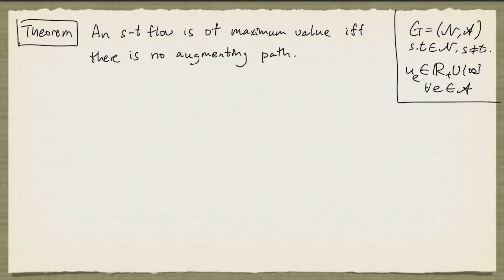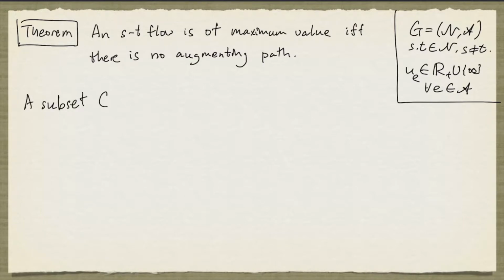Previously, we saw that if we have an ST flow and there's an augmenting path, we can use the augmenting path to obtain a flow with larger value. We're now going to look at what happens when there's no augmenting path. And we want to show that the ST flow that we have is of maximum value. And for that, we need the notion of an ST cut.